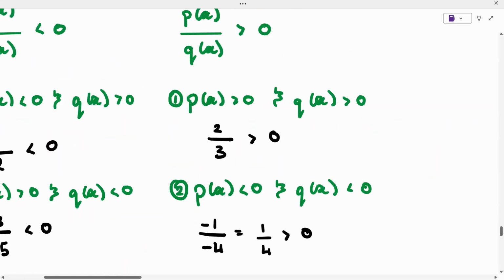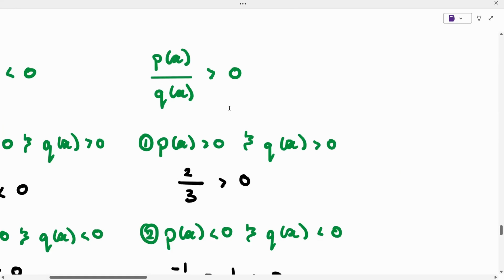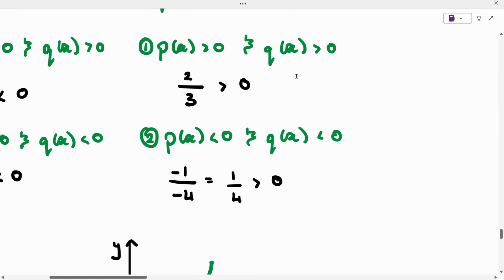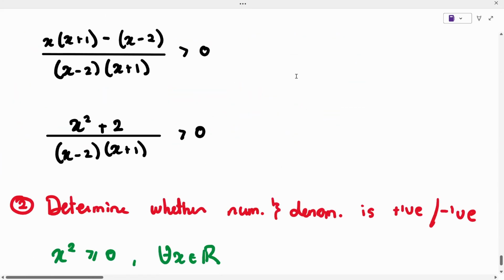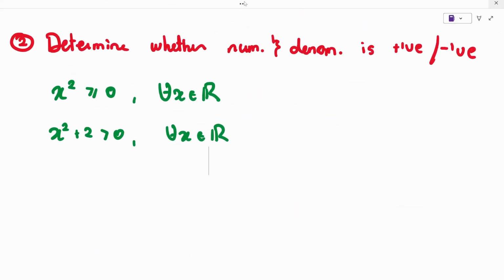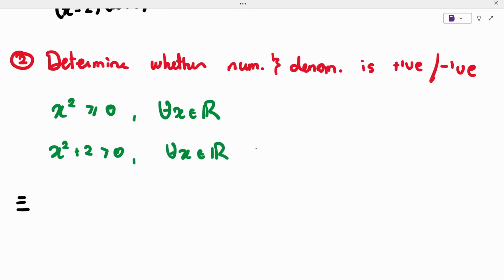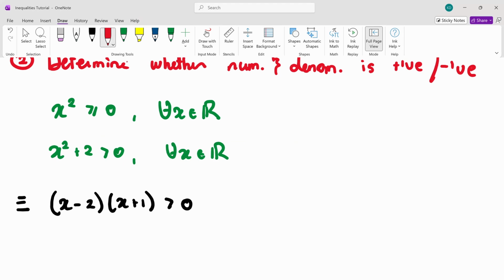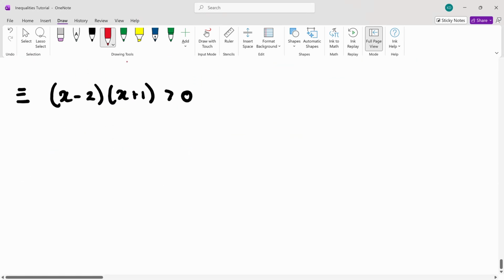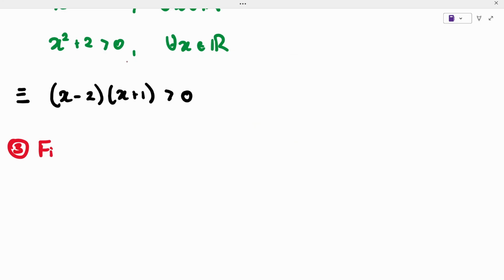So if our numerator is greater than 0, how do we get this expression greater than 0? Well, the denominator must also be greater than 0. So what we need to find, the solution, is the same as the set of values of x such that the denominator is greater than 0. Right? Maybe I could write step 3. Find corresponding values of x.